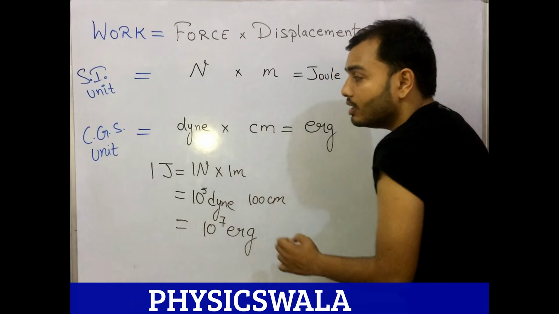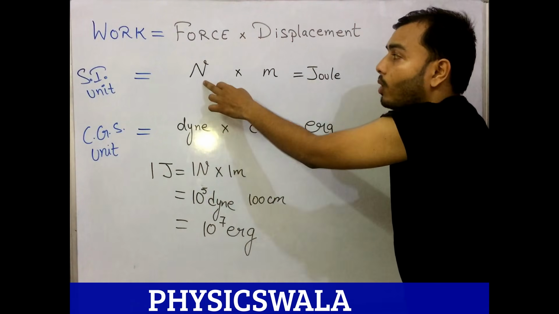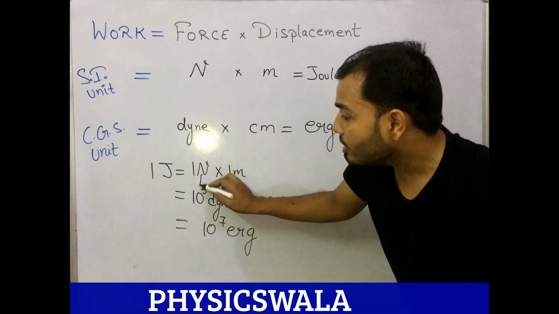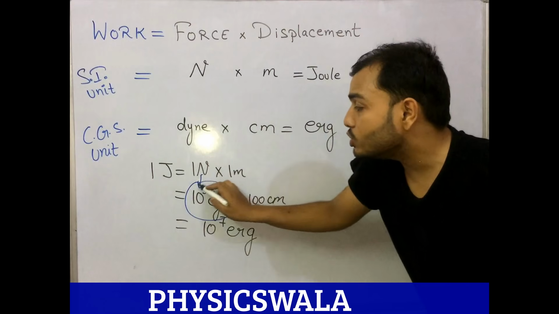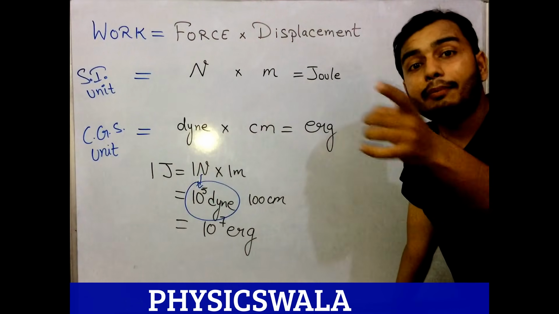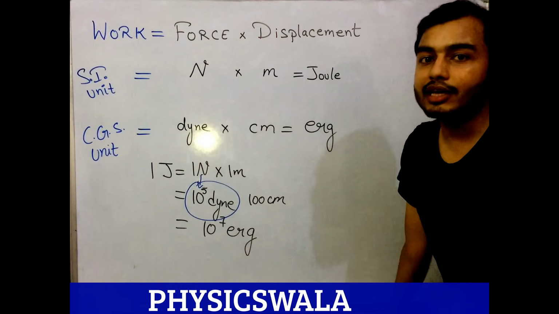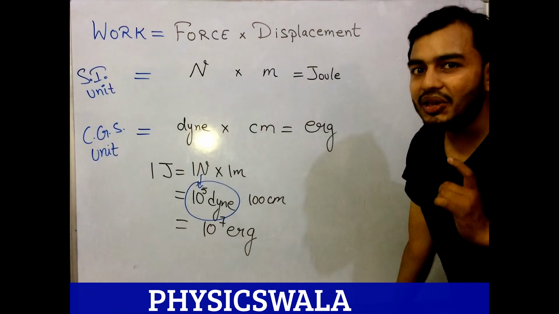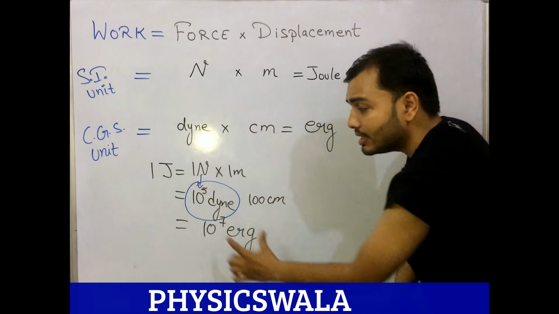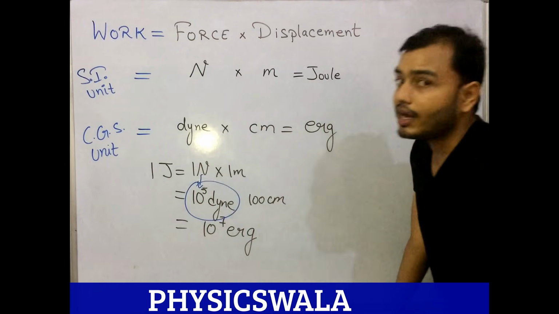So 1 joule is equal to what? 1 Newton into 1 meter. And what is 1 Newton? 1 Newton is 10 to the power 5 dyne. This we have done in chapter 4. You can watch my lectures of force. They are there on YouTube on my channel only. Okay. So 1 Newton contains 10 to the power 5 dyne.